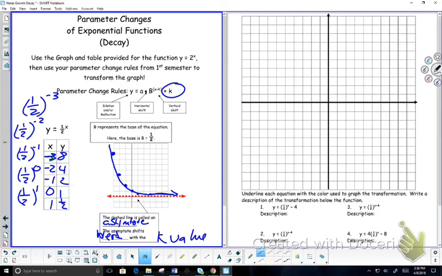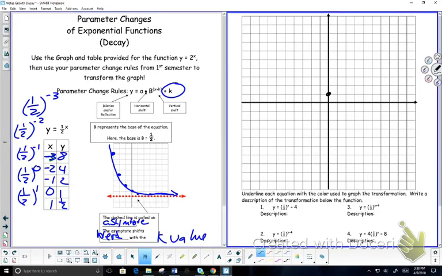So I want to go over to my other page, and I'm going to go ahead and draw my parent so that I can use it to move around.